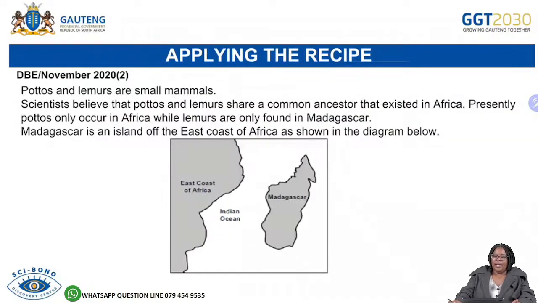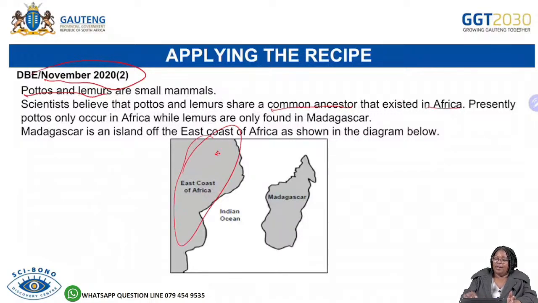Okay. Now we are applying the recipe. You are given a question to explain the process of speciation. You study what is given. In this case, this is a paper from November 2020. Don't forget, this is paper 2. I'm reading the scenario that is given, then we are going to apply the recipe. The potters and lemurs are small mammals. Scientists believe that potters and lemurs share a common ancestor that existed in Africa. So this is Africa. The common ancestor comes from Africa.